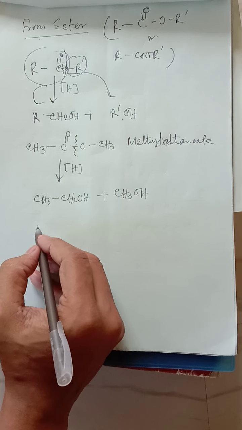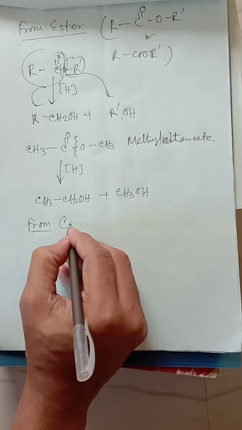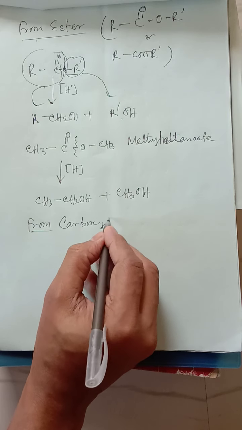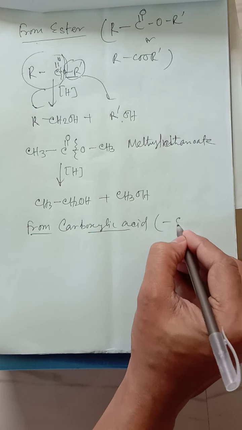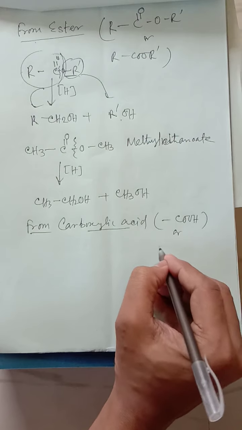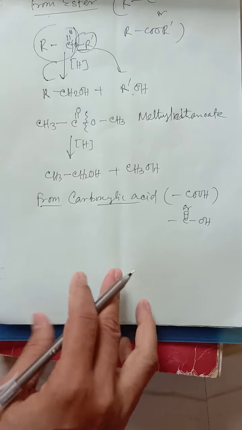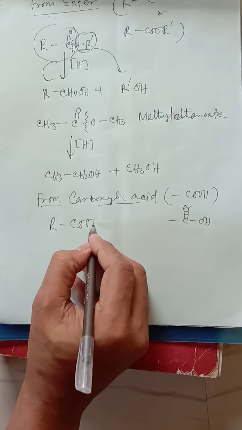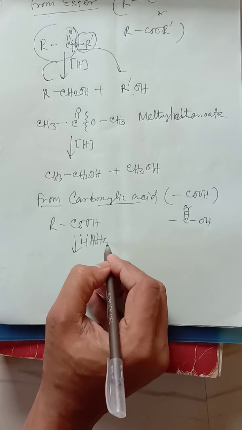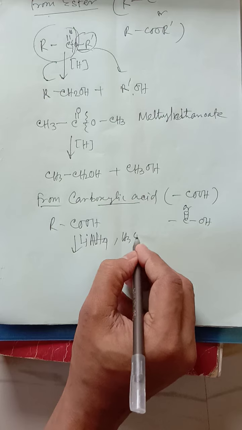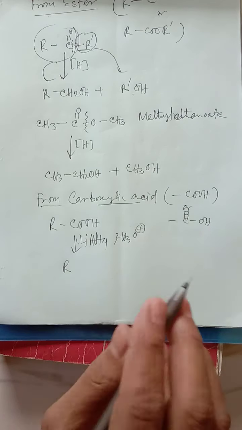Now moving to the next one, that is from carboxylic acid. Now here carboxylic acid means which group must be there, that means COOH must be there, or this is the structure COOH. So in this case same thing, RCOOH is taken, lithium aluminum hydride I have given, along with H3O plus, you may write 1, 2 like that.